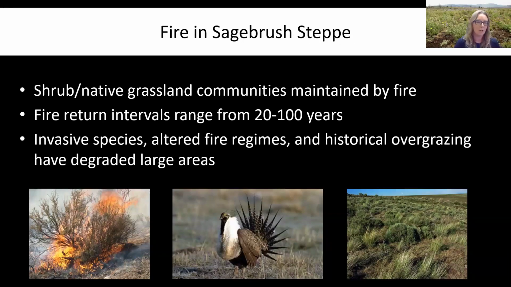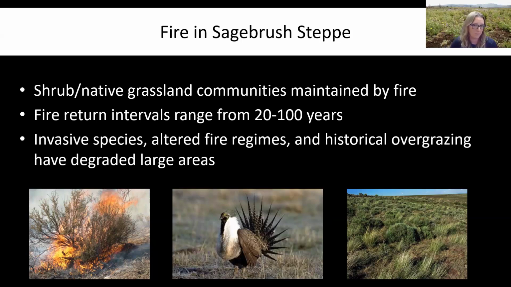And so if we zoom out a little bit and take a step back in time, we can think about the way that fire has historically shaped the sagebrush biome. Historically, these were shrub and native grassland communities that were maintained by fairly infrequent fire. There was probably a range of fire return intervals, everything from about every 20 years on the more productive end, and as infrequently as 100 years or even more on the driest end. And so that variability is largely shaped by fuel availability.